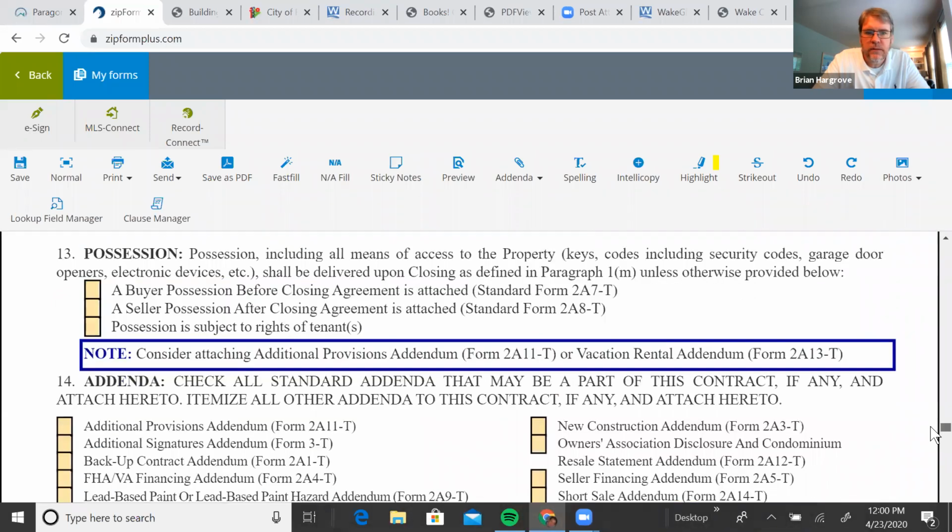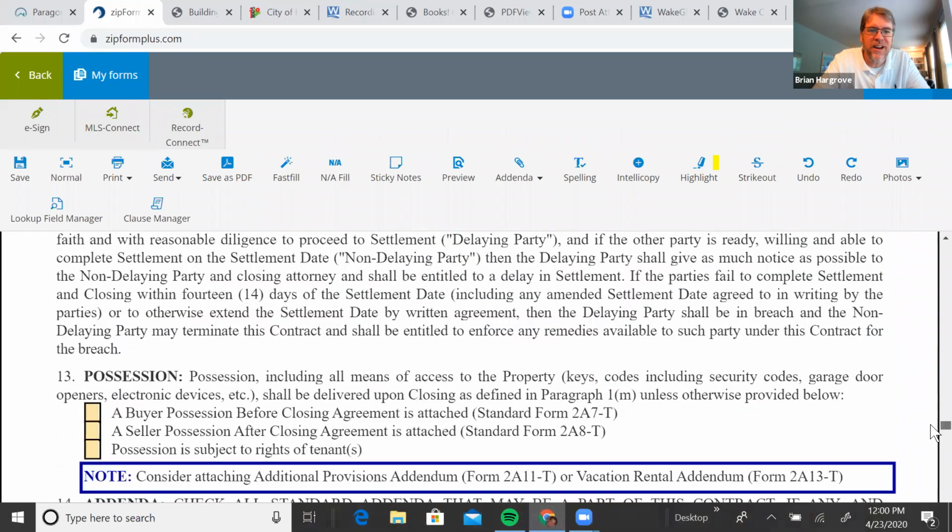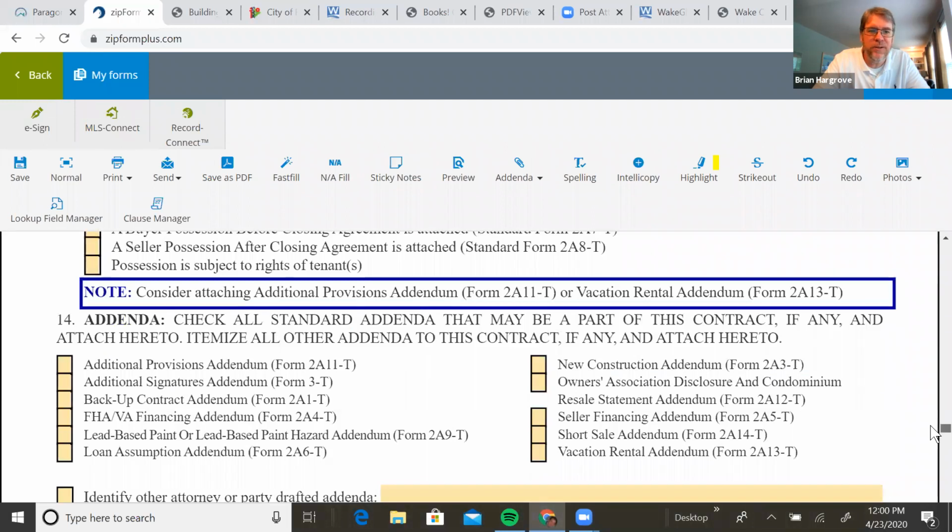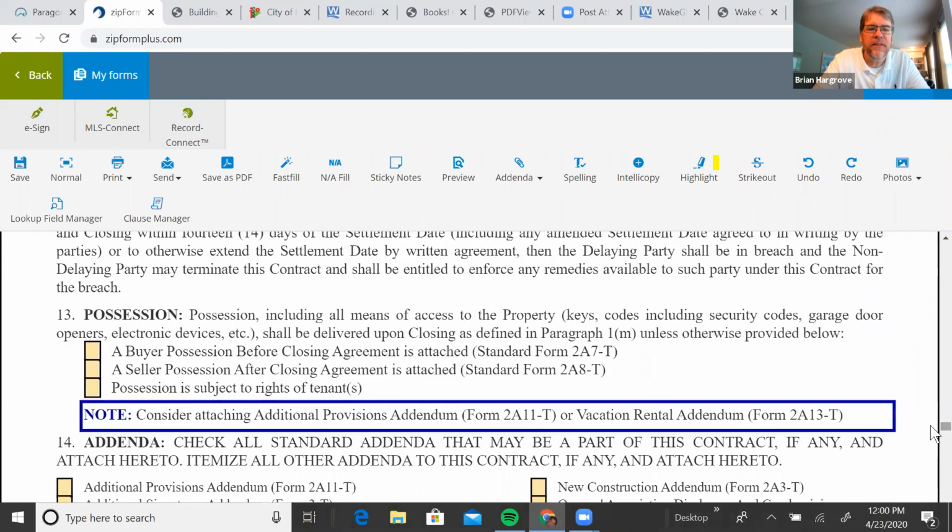So we're almost done actually. So I'm actually gonna go just a minute or two over. So if the buyer needs to move in prior to closing, or if the seller wants to stay in after closing, or if the possession of the property is subject to a tenant's agreement that's going to continue, like there's a lease in place, and that lease is going to continue on after they close, then here's where you put a check mark, and there's addendums that you would use.